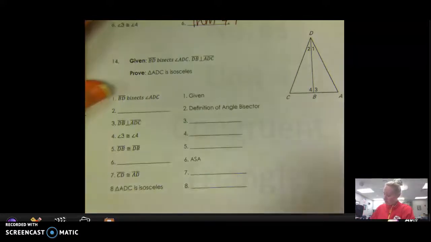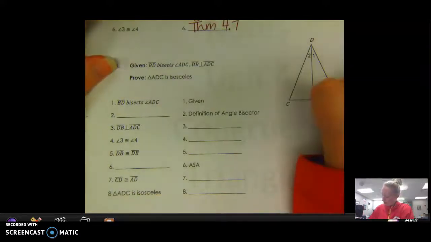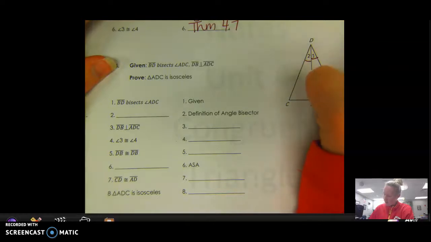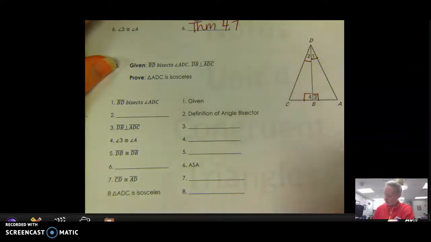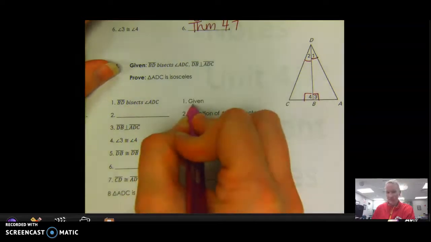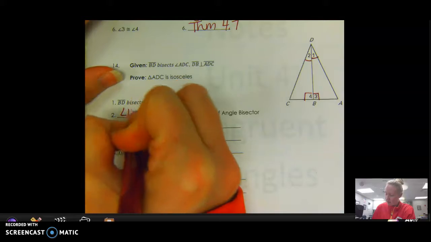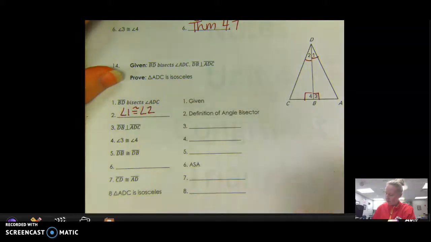Okay. B to D bisects angle A to D to C. So it bisects it. So that means that this angle is equal to this angle. It also says that these two things are perpendicular. So that means this is congruent to this. So the first thing was our given. The second thing it says because it's an angle bisector. So that means that angle 1 is congruent to angle 2 is what they're wanting there.